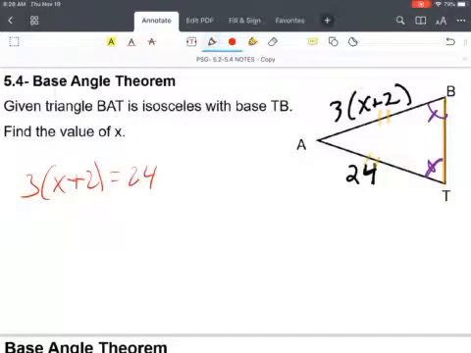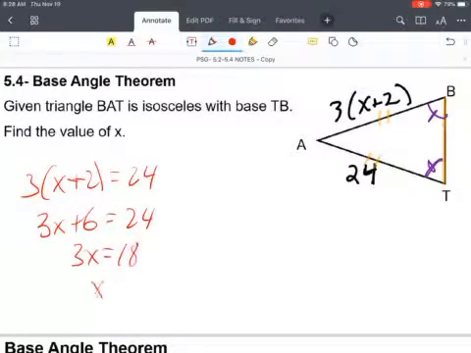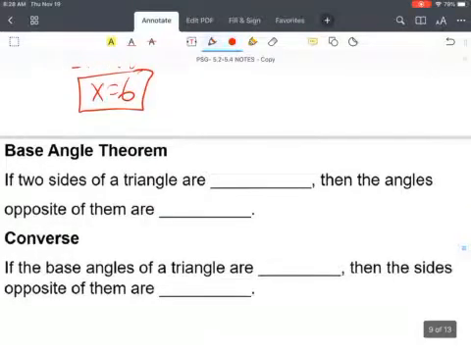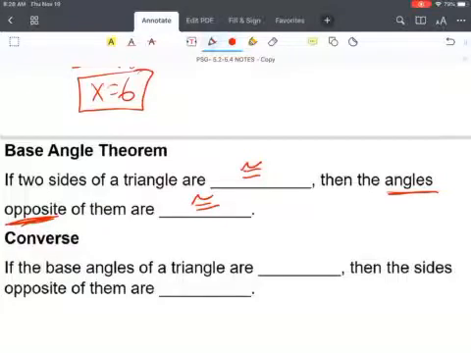And then we have to distribute the 3 to solve for x. Subtract my 6. And I'll get x equals 6. So the base angle theorem in words is saying that if two sides of a triangle are congruent, then the angles opposite them are congruent.